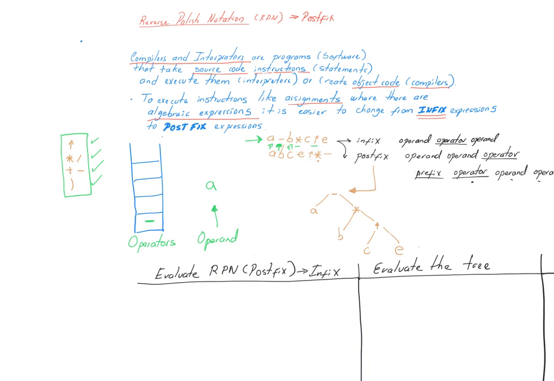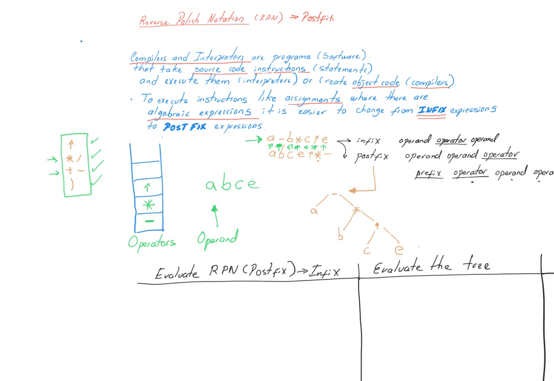Then I find B, I put it in the output. Then I find times. Now the question is, is times higher precedence than the minus? If I check here, yes, this is higher than minus, so I put it in the stack, right? And then I check C, then I have C, then I check this one, is this higher precedence? Yes, so I put it in the stack. And then I find E, right?